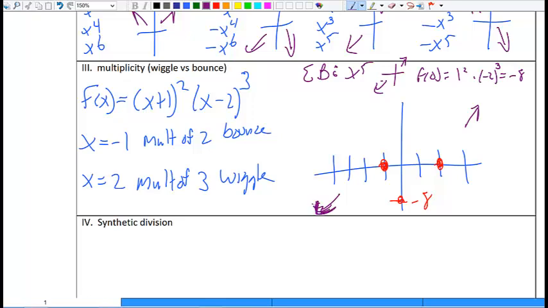And I know because it's got a multiplicity of 2, it's going to bounce off the x-axis, and that's what a bounce looks like. Let me write that down here. So a bounce literally says it hits the x-axis and reflects, goes away from it. And I know because it's an odd multiplicity at 2, it's going to wiggle, or cross through the x-axis at that other root of positive 2.